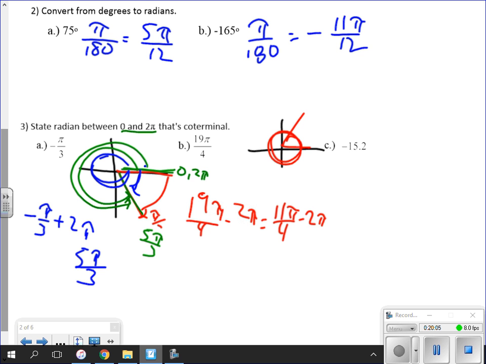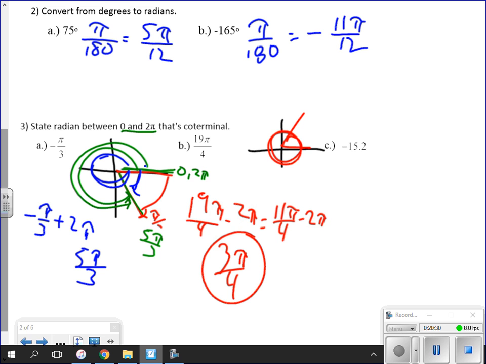Okay, and if I do that again, so that would be 11 minus 8, right? 11 fourths minus 8 fourths. That would give me 3 pi over 4, and 3/4 is somewhere between 0 and 2. Okay, so that is where I'm at. That's my control. Okay. Yes?